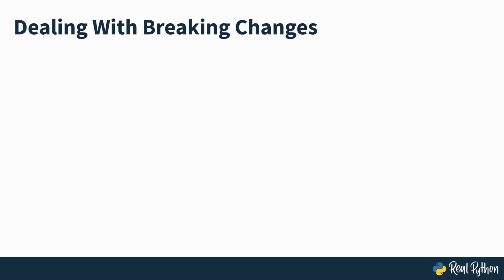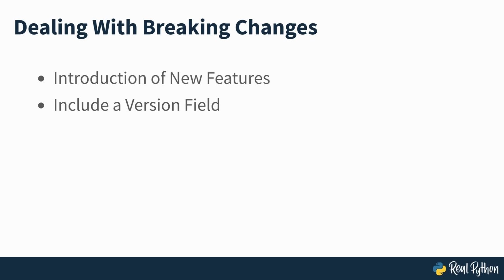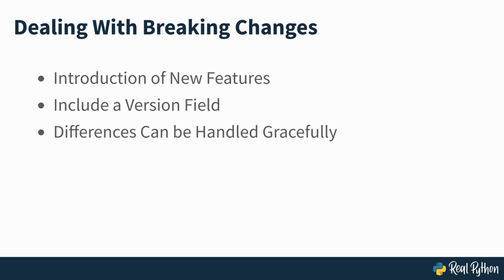If you foresee introducing breaking changes to your file format in the future, for example due to new features, then you should consider including a version field either at the beginning or before the header. This should enable you to handle slight differences across file format versions.